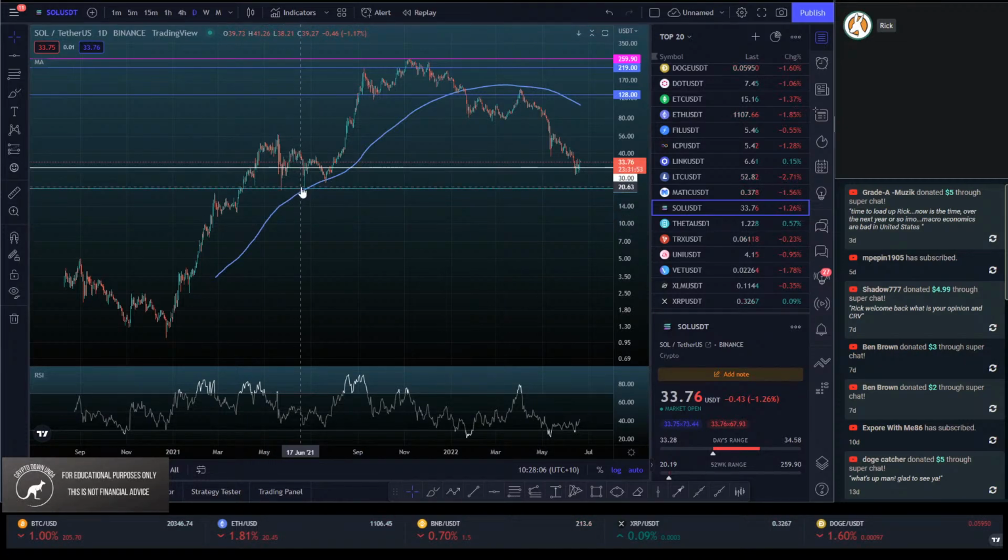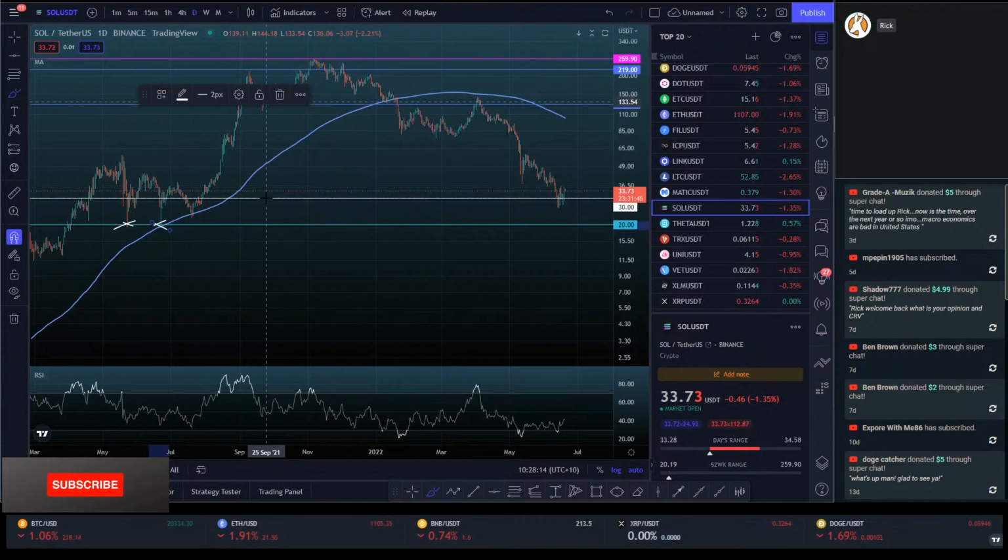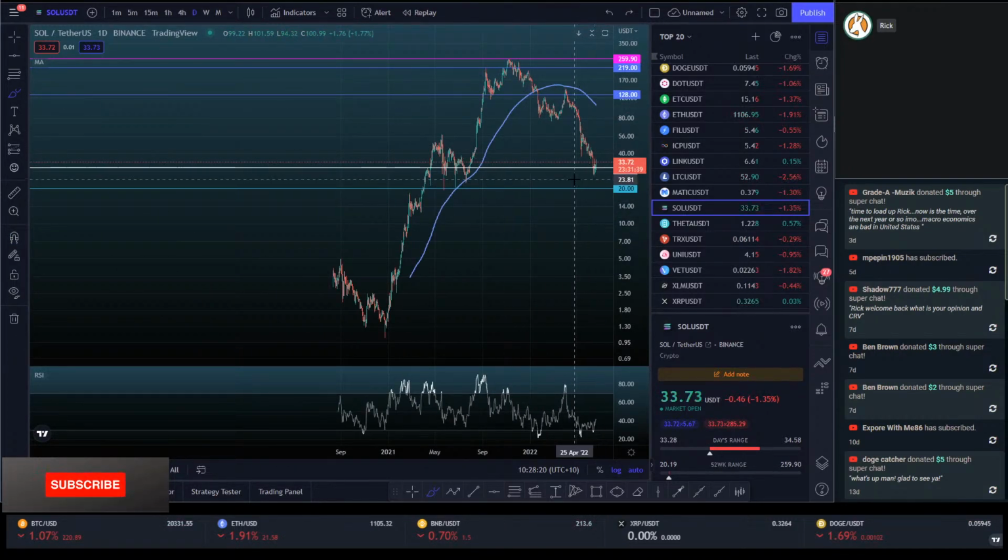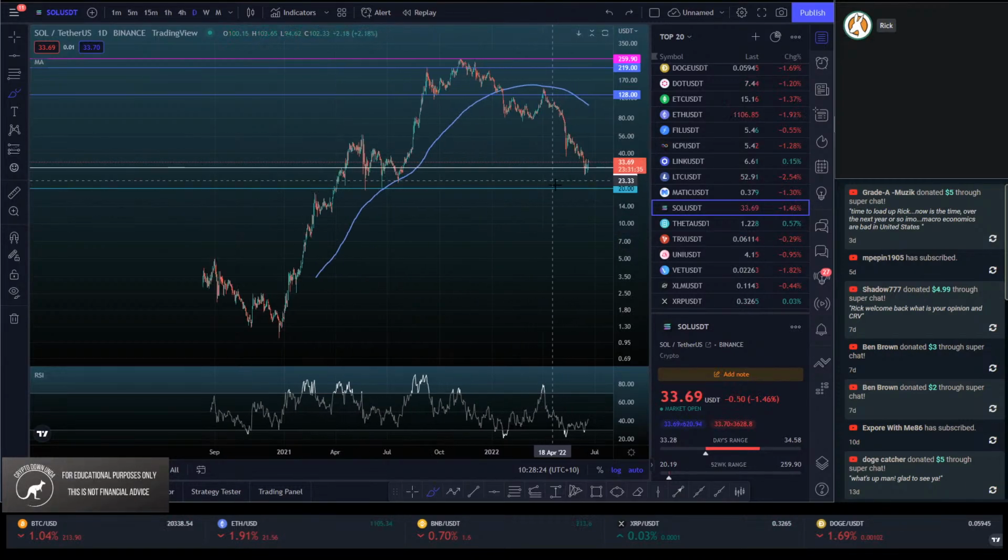So yeah, some wicks down to the $20 level for Solana. Would have been nice, but I think Solana's going to be a strong performer in the next bull cycle.